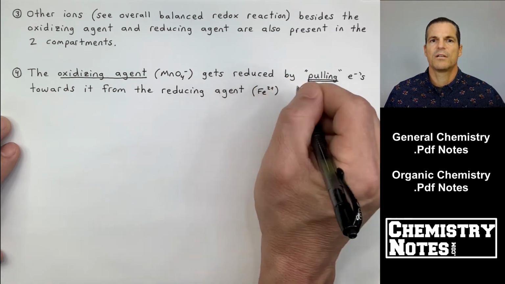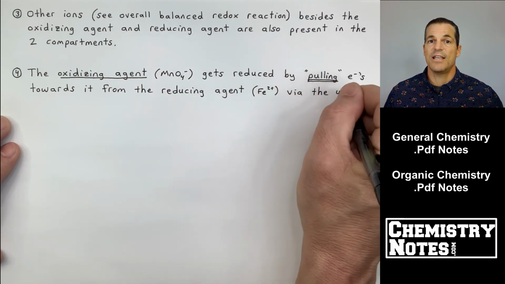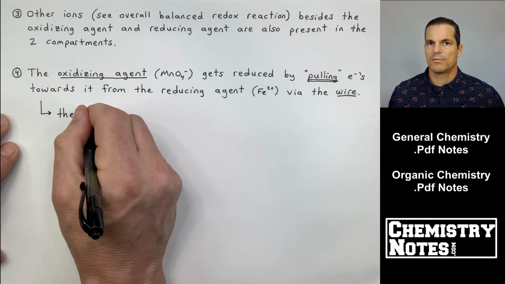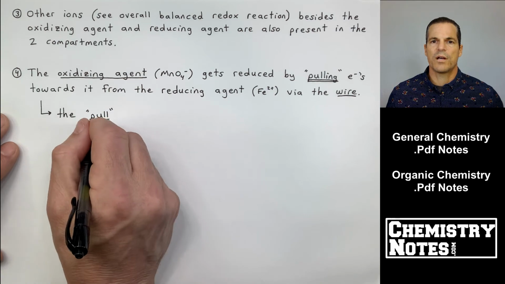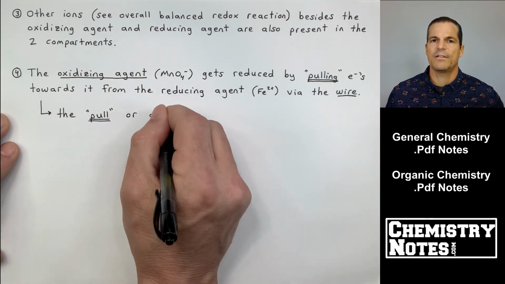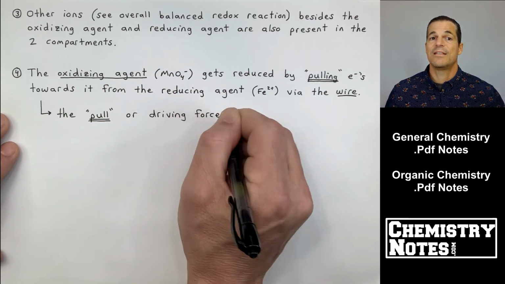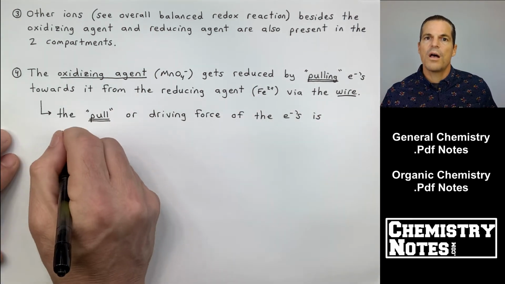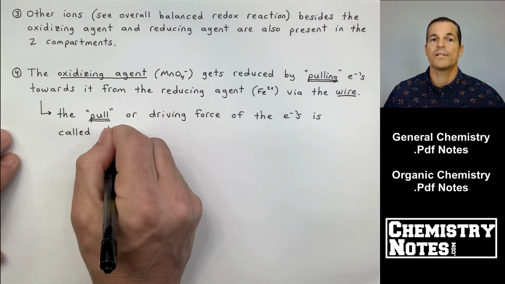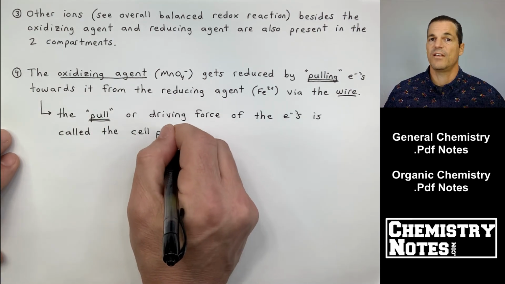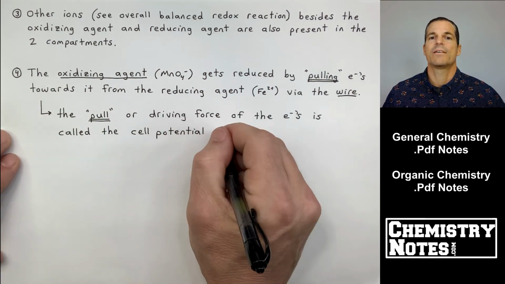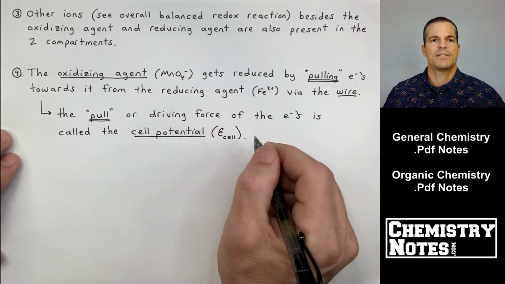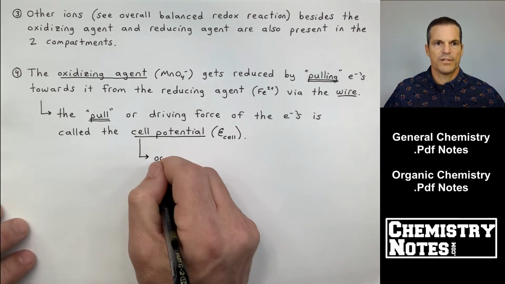So the reducing agent is in the anode compartment, and the oxidizing agent is in the cathode compartment. And so what's going on here is electrons are flowing from anode to cathode because the oxidizing agent is pulling, drawing, or attracting those electrons to it from the reducing agent via the wire. Okay, and we can measure that pull using our voltmeter.